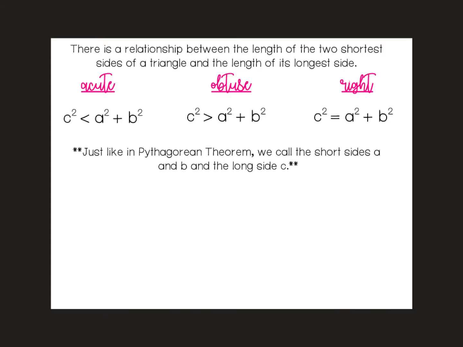So there's a relationship between the length of the two shortest sides of a triangle and the length of its longest side. If it's an acute triangle, c squared is going to be less than a squared plus b squared. If it's obtuse, c squared will be greater than a squared plus b squared. And if it's right, c squared will equal a squared plus b squared. Just like in Pythagorean theorem, we call the short sides a and b and the long side of the triangle c.